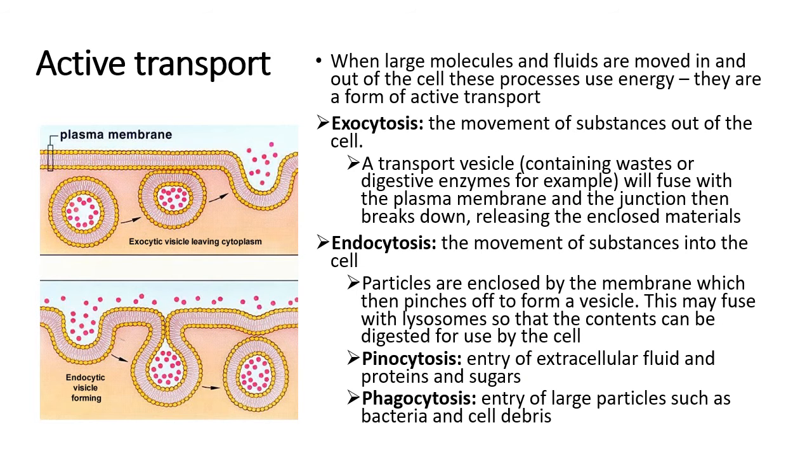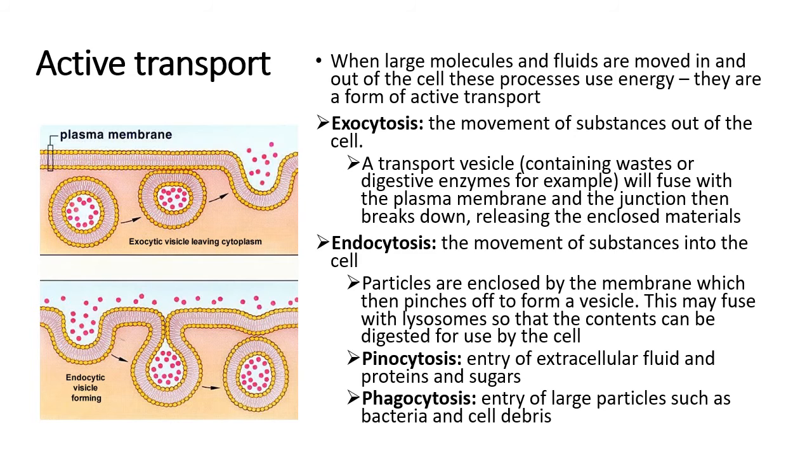So how does active transport relate to the overall function of the cell? We can see here examples of exocytosis and endocytosis. When large molecules in fluid are moved in and out of the cell, these require energy. So these two types are types of active transport. Exocytosis is a movement of substances out of a cell.